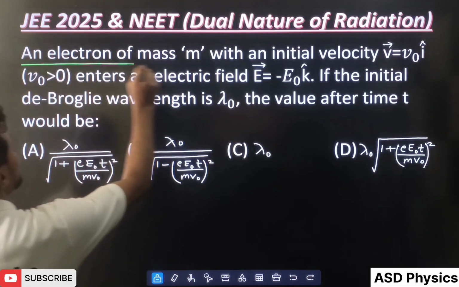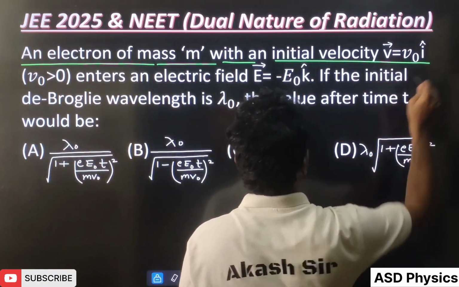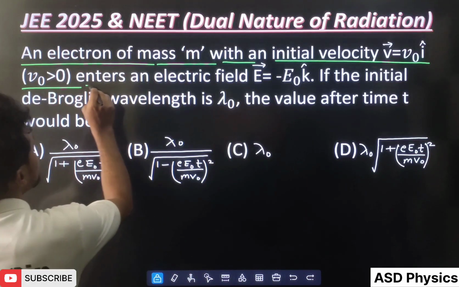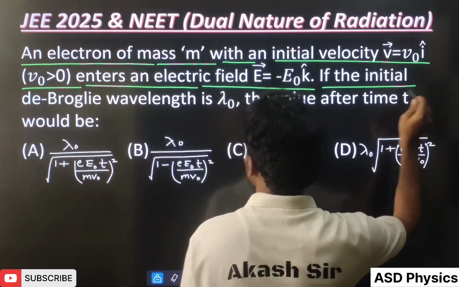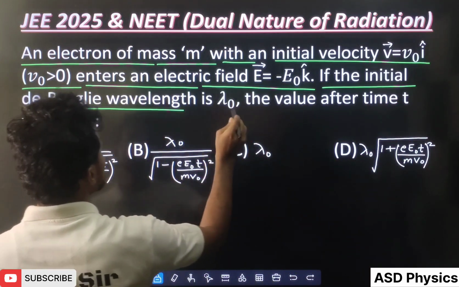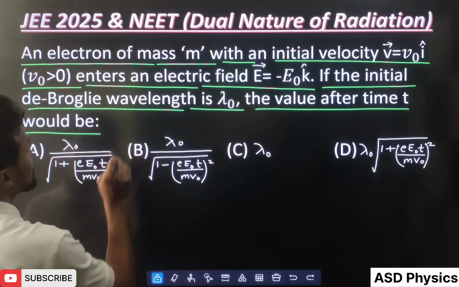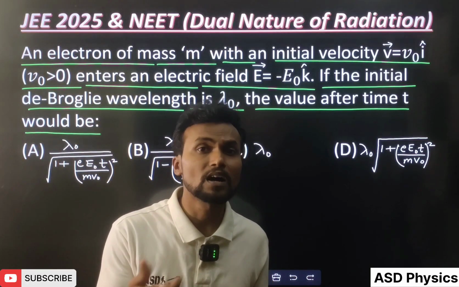The question is: an electron of mass m with an initial velocity v naught i cap, where v naught is greater than 0, enters an electric field given here. If the initial de Broglie wavelength is lambda naught, what would be the value after time t? Okay, so they are asking the value of the de Broglie wavelength after time t.